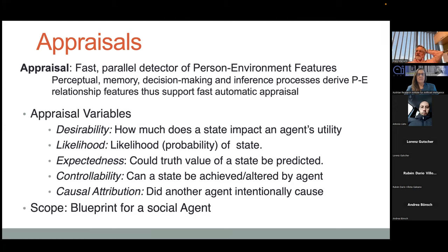And so the argument that's been made many times over the years is that one interesting thing about appraisal theories and these appraisal variables is that they don't seem to be necessarily specific to emotion, right? You would want any social agent to think about the desirability of an event, the likelihood of a state of the world occurring, how expected something is, because that's important for belief maintenance. Controllability tells the agent, do I have some action that can actually alter the situation in some positive way? And if not, should I give up? And then causal attribution, of course, you want any social agent to know who's causing them harm, basically.